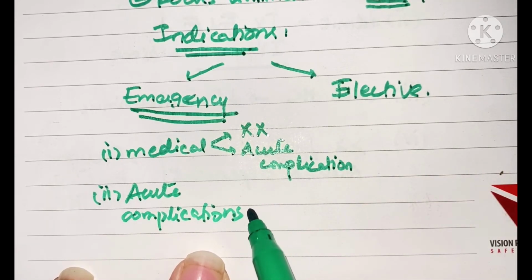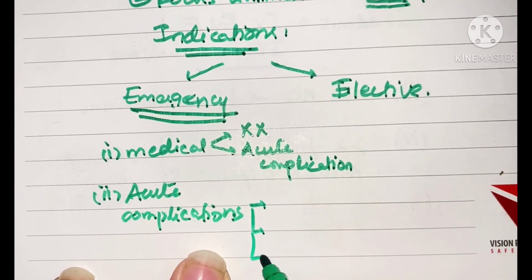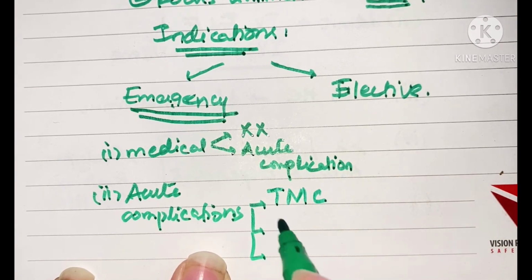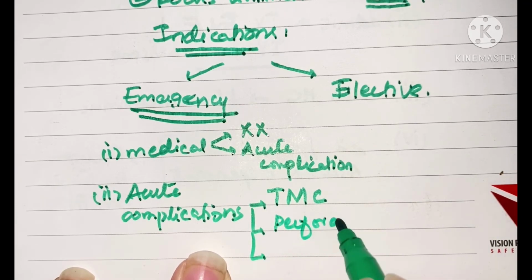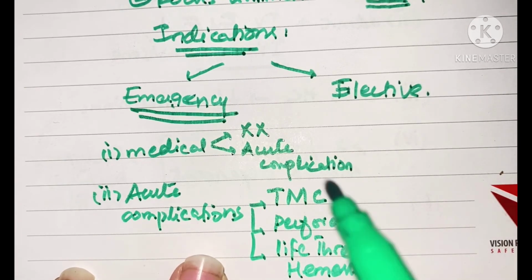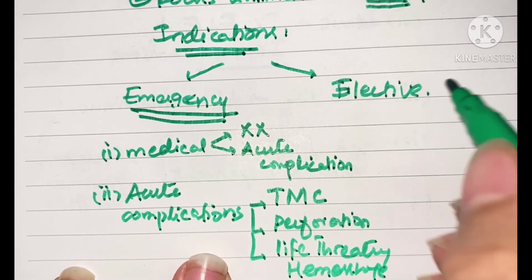Moving on to acute complications of ulcerative colitis. What are they? We have three acute complications. First of all, if the patient has developed toxic megacolon, that is an indication of emergency colectomy. Moving on, if the patient has developed perforation. And third is life-threatening hemorrhage. These are the 5 indications of emergency colectomy. An easy way to memorize: problem with medical, acute complications.